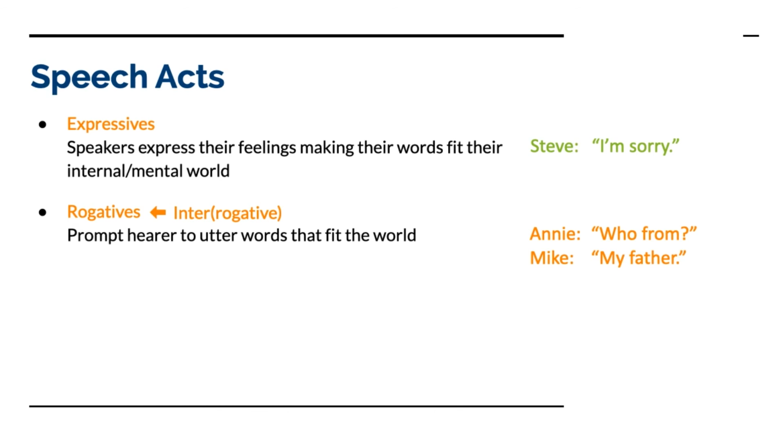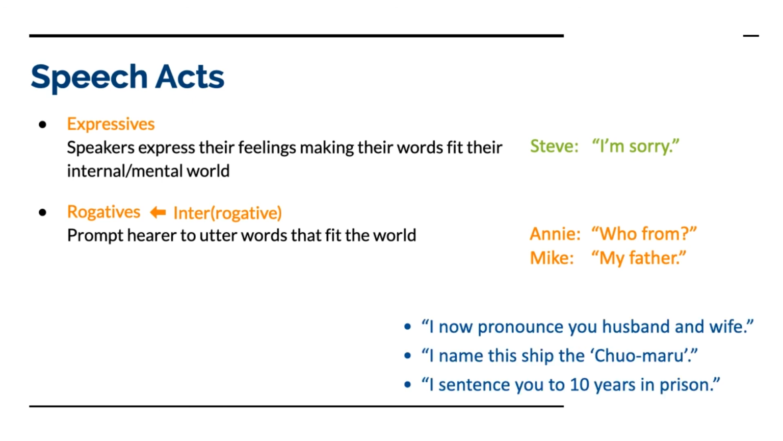So rogative is an expression that causes the hearer to then utter a new speech act, which is generally representative, something that fits the world. Okay? Now, there's a final type of expression, something like, "I now pronounce you husband and wife," or "I name this ship the Chuomaru," or "I sentence you to 10 years in prison."